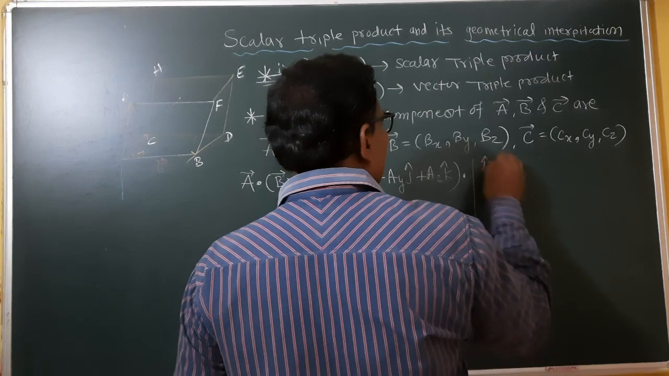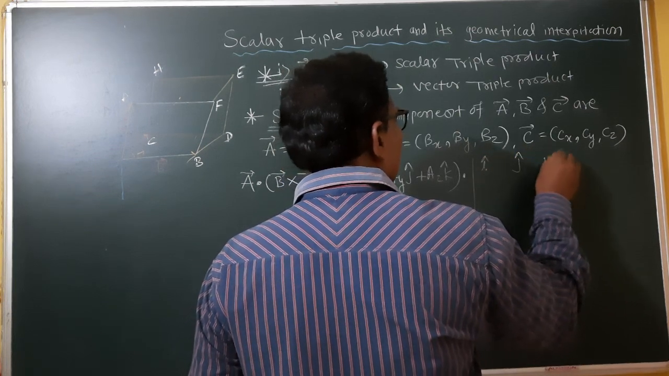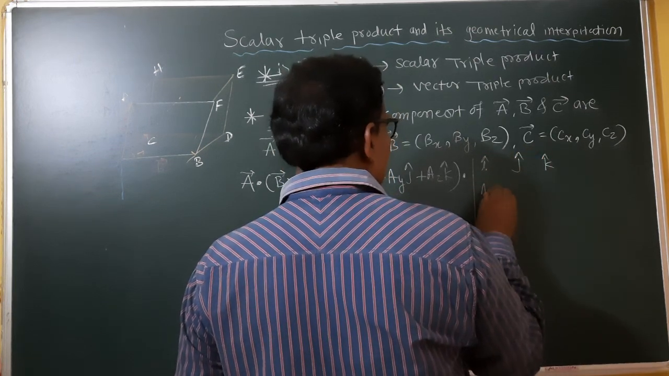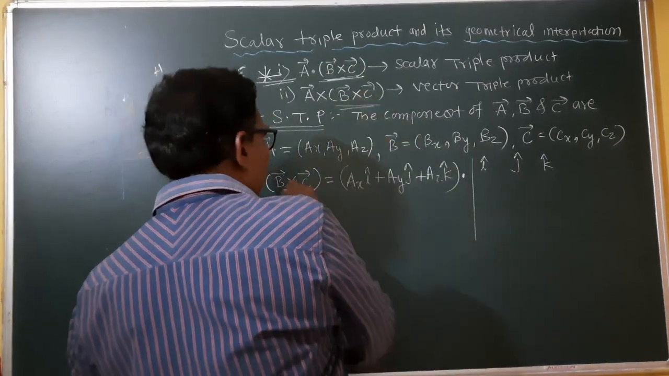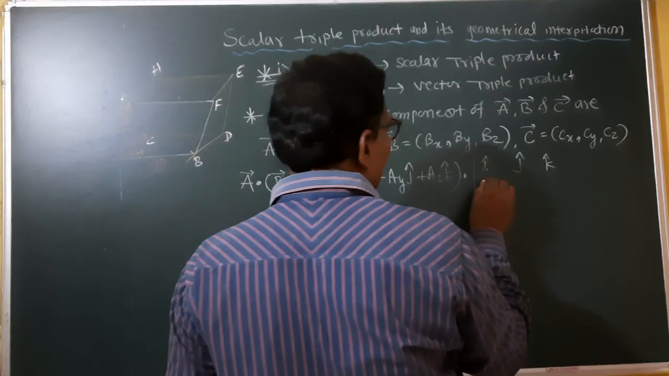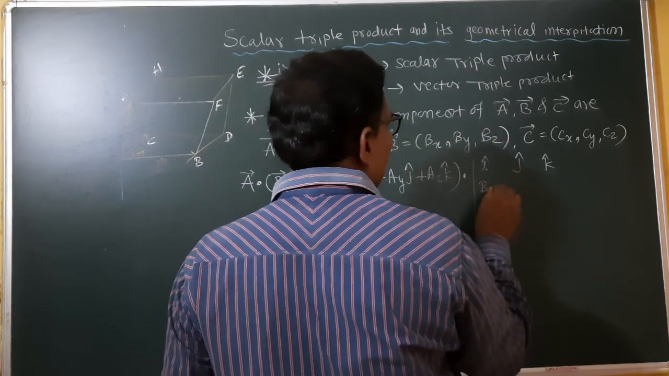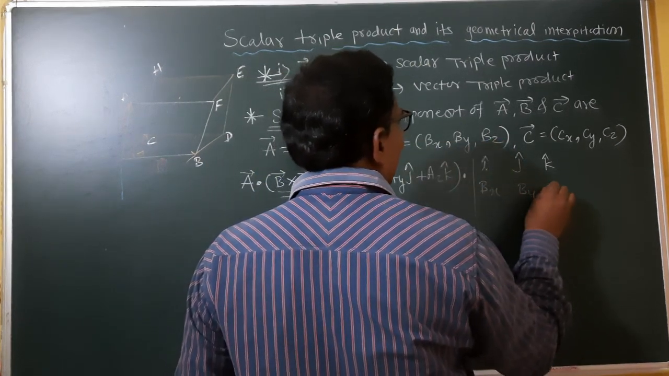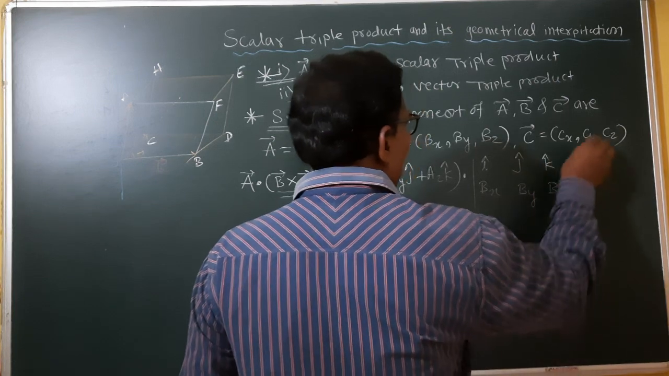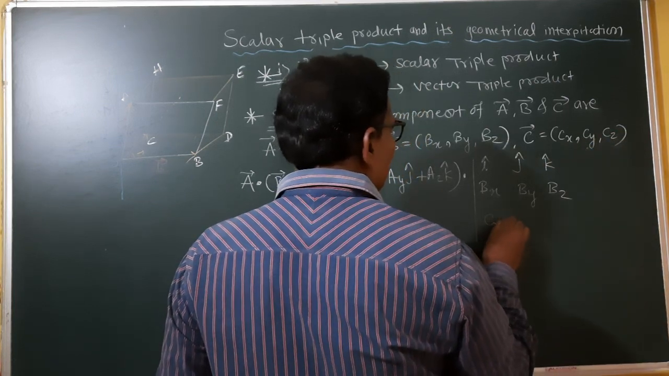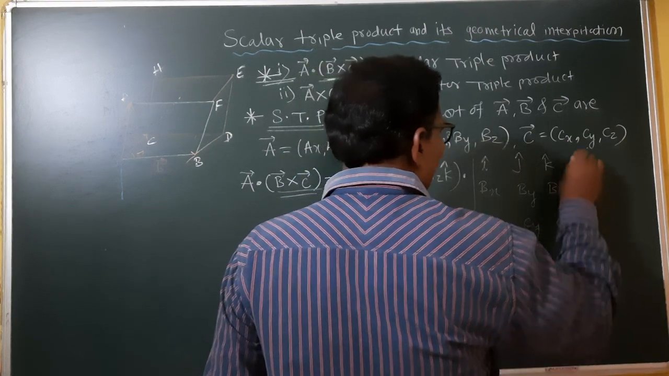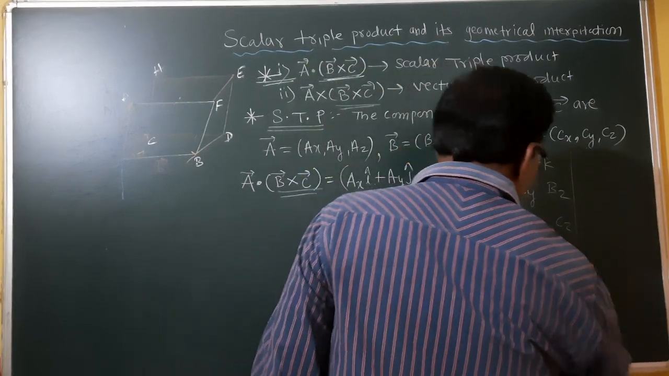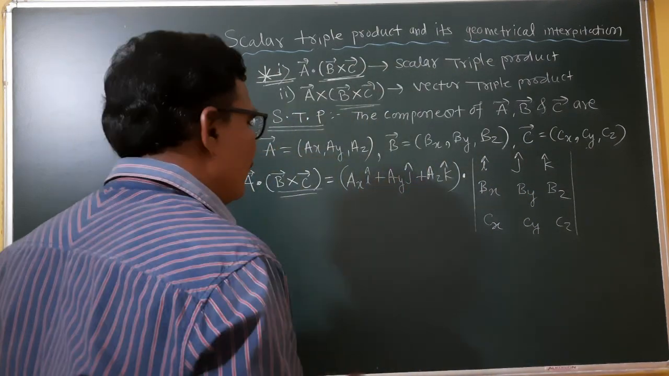The determinant has I cap, J cap and K cap in the first row. The components of B are Bx, By, Bz, and the components of C are Cx, Cy and Cz. These are the components, and this determinant can be solved.